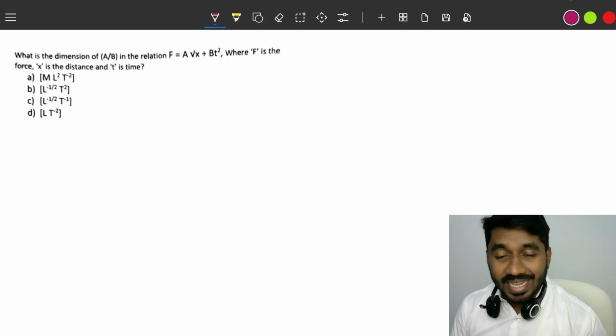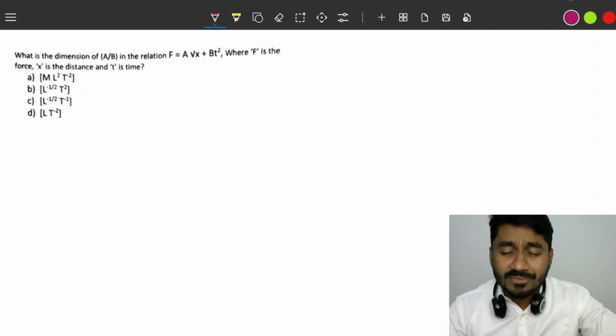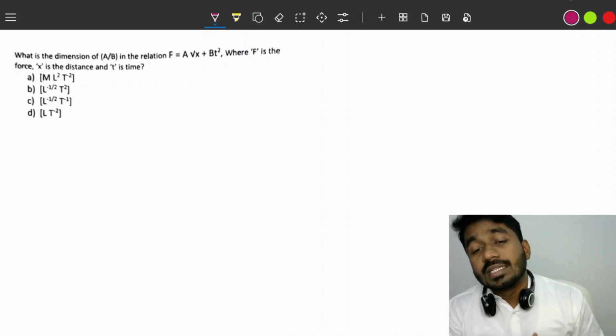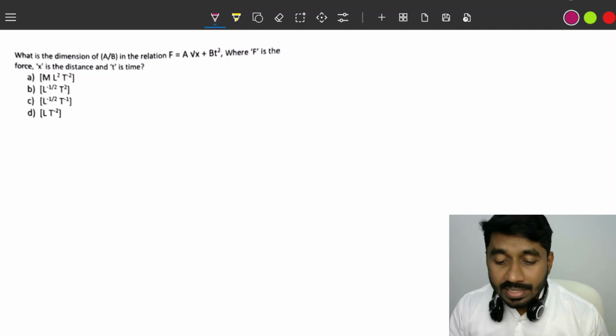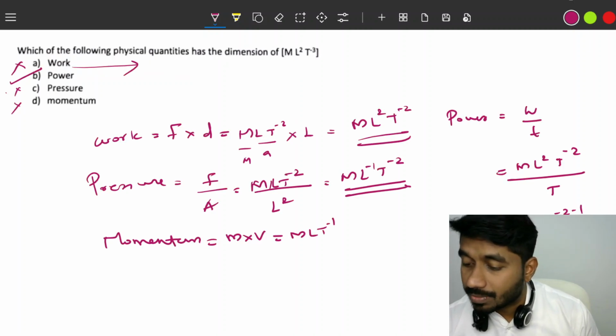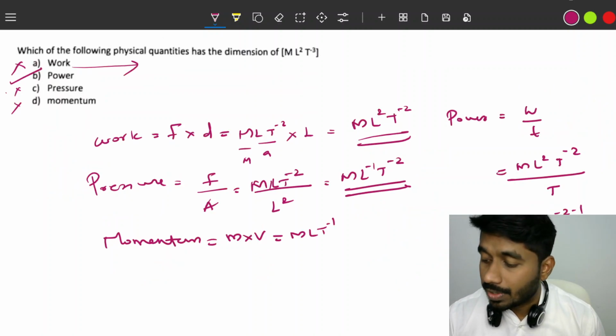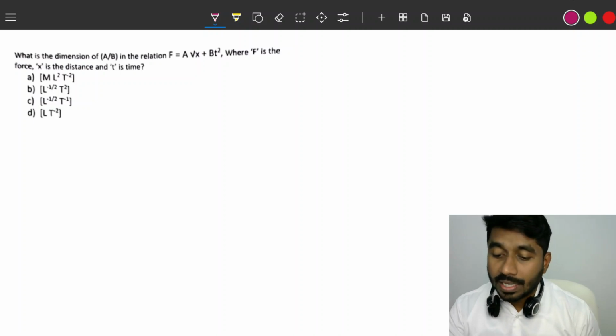Yes, so it is again a question from dimensions. First of all, I'm trying to give you some basic idea about dimensions from the chapter units and measurement. And this is a question asked by the school Avaron High School, Dubai. I forgot to mention the school name. It is Avaron High School, Dubai.